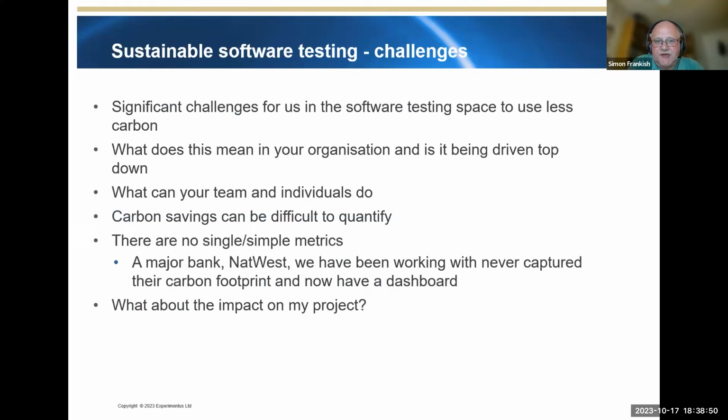So the challenges, I think there are significant challenges for us all. Lots of people are used to working in particular ways. Lots of people are used to having test environments available 24/7, etc. There's all kinds of examples, and there has to be some changes in the way we think almost around that. So think about what that means in your organization.